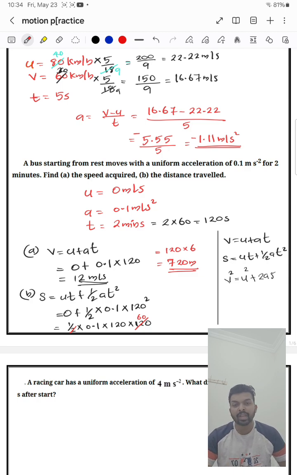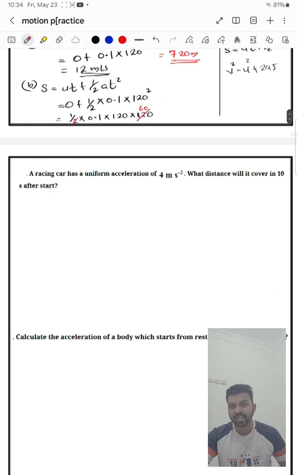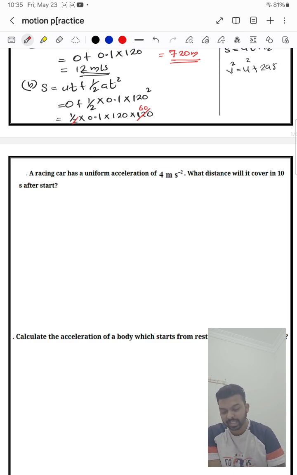Okay, now we can go on to the next question. What's the next question? We are moving on to the equations of motion from acceleration. Now we are into the equations of motion. So now let's check what is happening here.